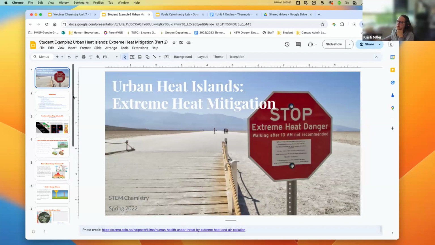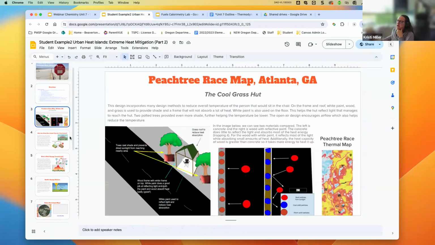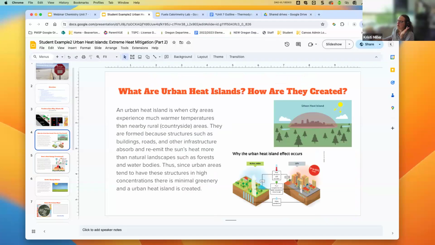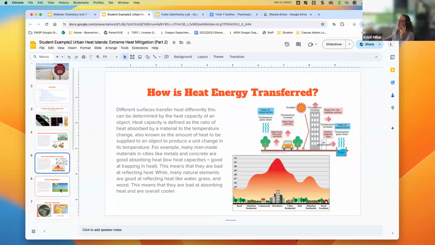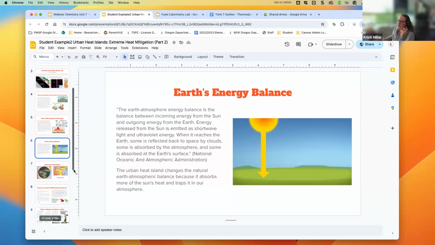So here's someone's made a slideshow and they go through, remember I was talking about the marathon and you're designing a cooling space for yourself. So this student made a cool grass hut to sit under while they are observing the runners as they go by, right? And so they go through and they talk about, well, why those materials? Well, first of all, what are urban heat islands? How is energy transferred, et cetera, et cetera.